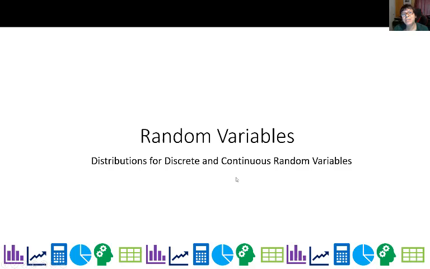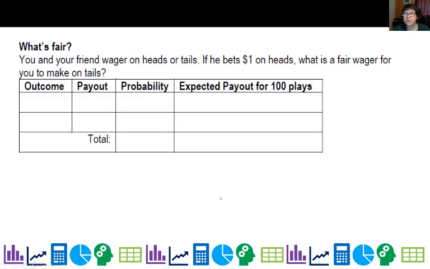And we are talking about random variables today. So let me just ask you, what's fair? You and your friend wager on heads or tails. If he bets a dollar on heads, what is a fair wager for you to make on tails? Well, heads, he's going to win, right? Tails, you're going to win. Payout, so if he gets heads, you lose a dollar. And the probability of that is a half. So we're thinking, okay, a dollar for the tails.